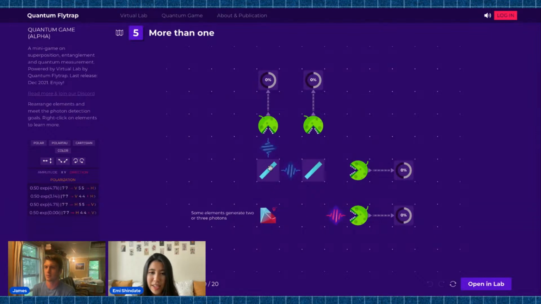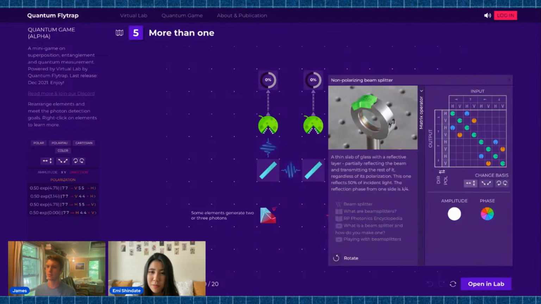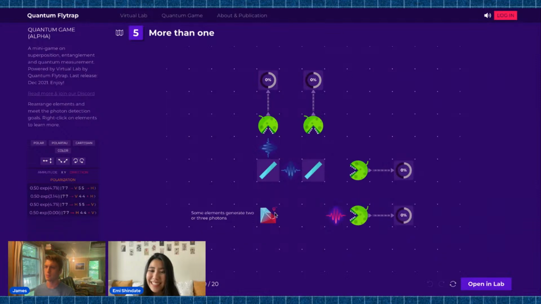Okay. So here, we're sending 50% of the photons to this top detector. We're sending 50% to the second reflector. What do you call this? Partially non-polarizing beam splitter. And then this final red photon will go to the right. Okay, cool. Now what's going on?